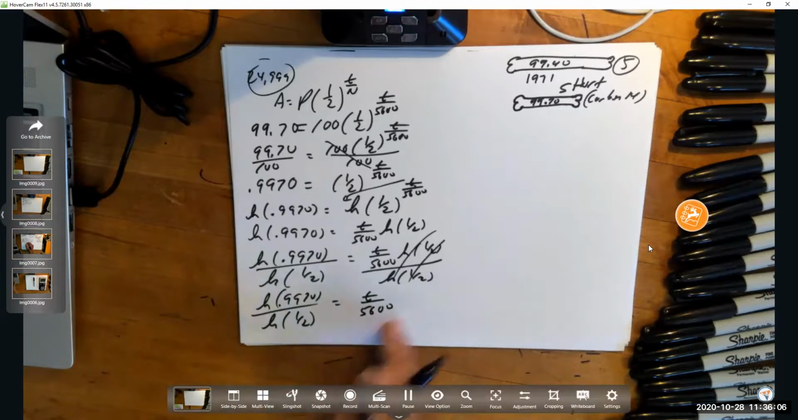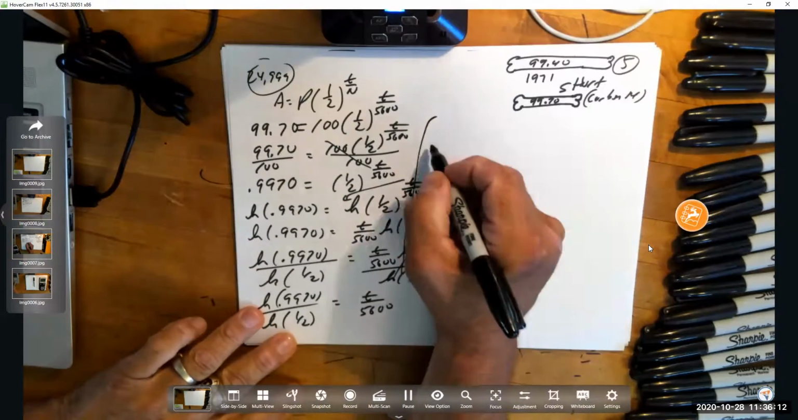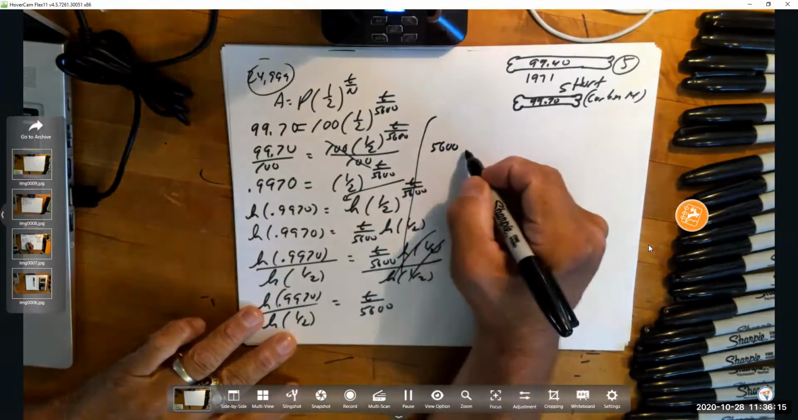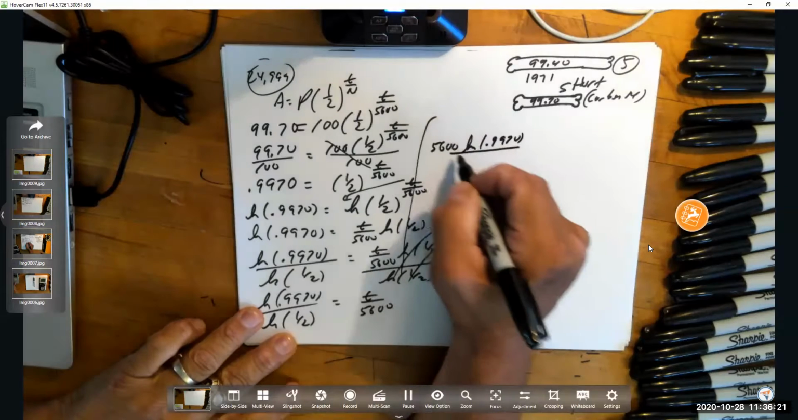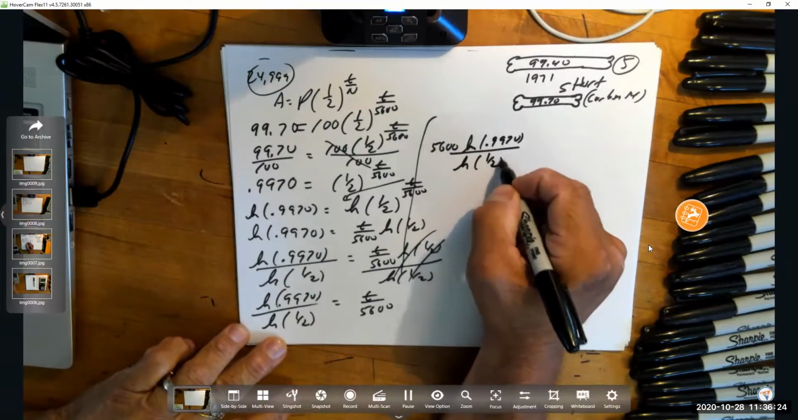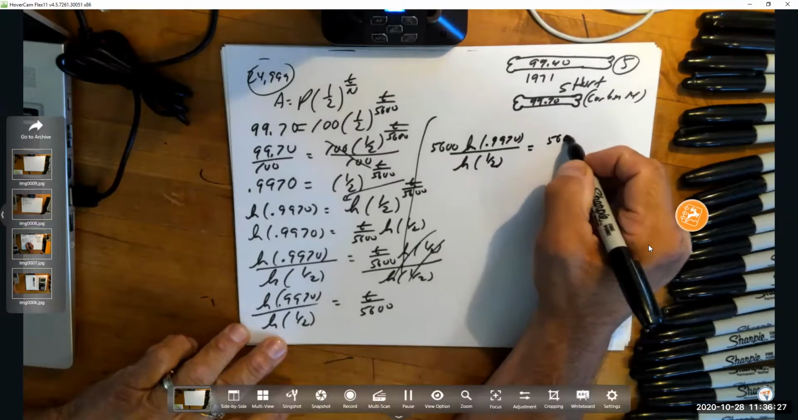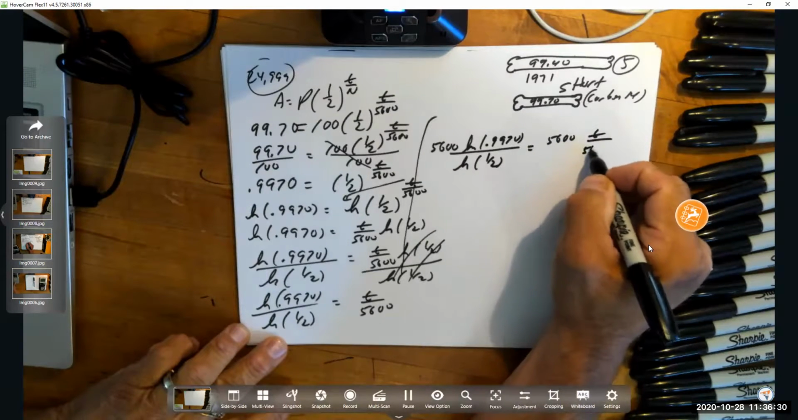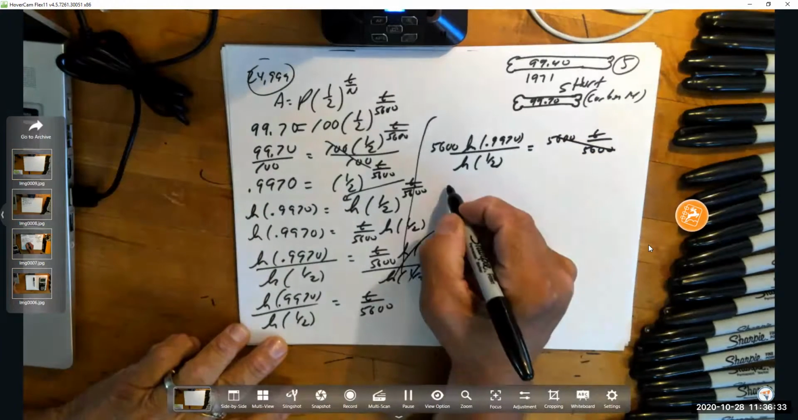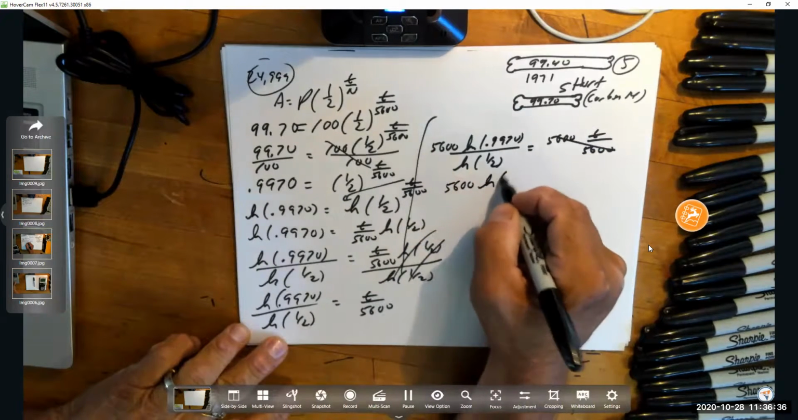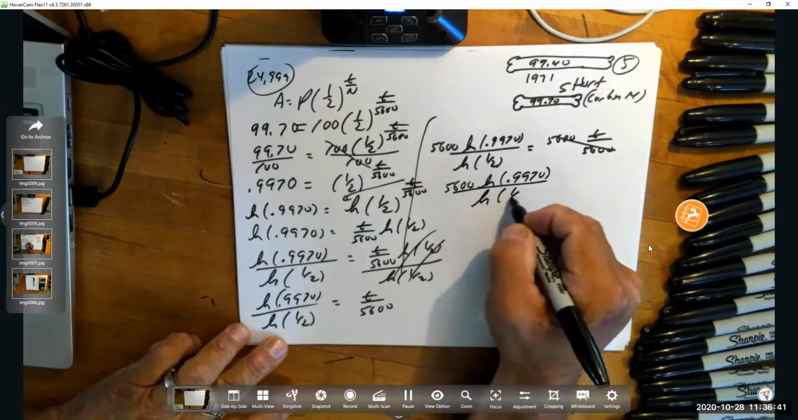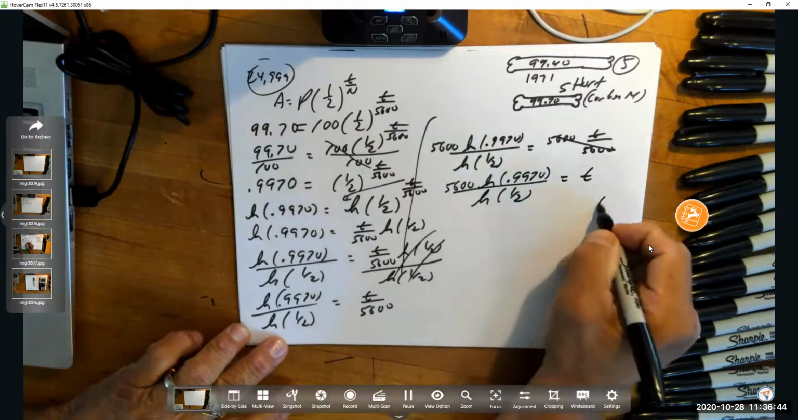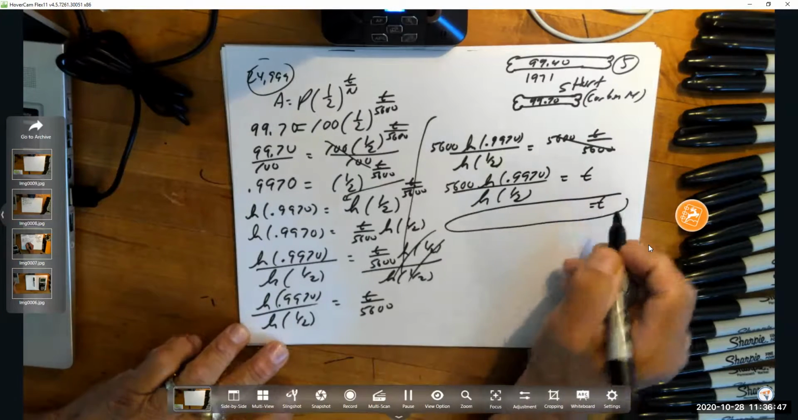So now I'm going to multiply both sides again like we did before. We're going to multiply by 5600 times this number, ln of 0.9970 over ln of 1/2, and same thing over here, 5600 times T over 5600. I know these are gone. So 5600 times ln of 0.9970 divided by ln of 1/2 equals T. You're going to do this in the calculator in a second. So T is going to give me some number. Let me do it on my machine.